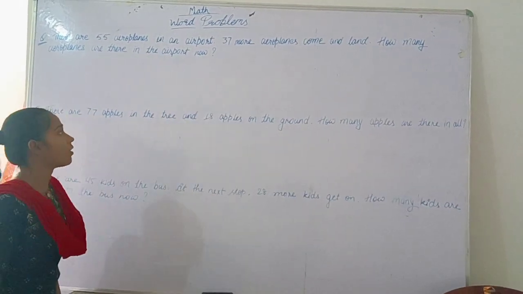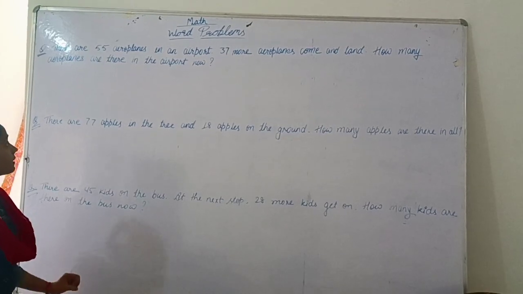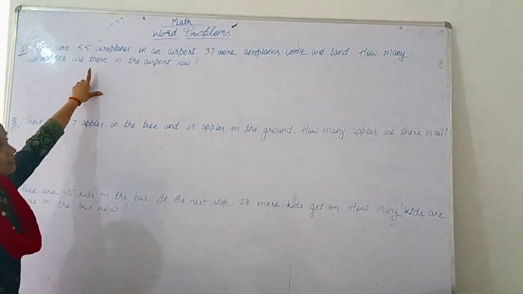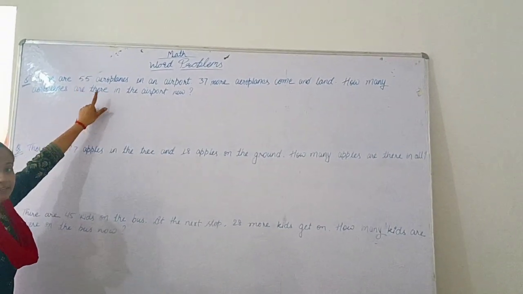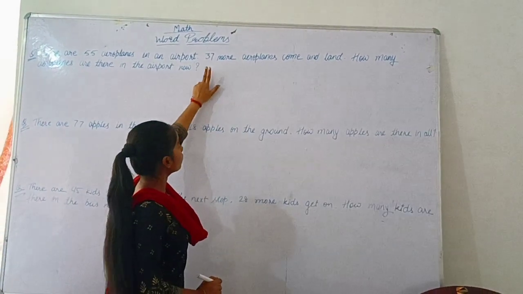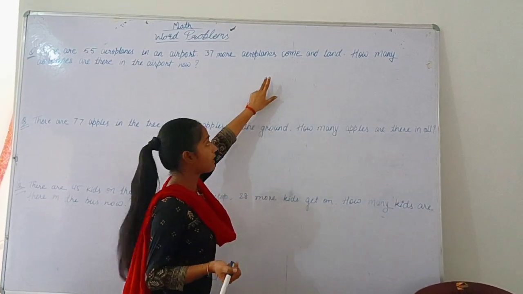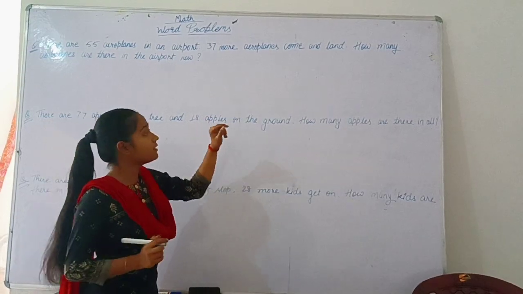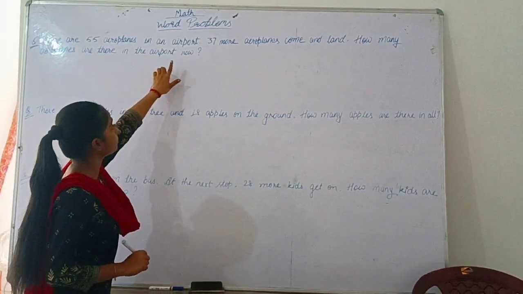Airport. Now, the question is that there is an airport and there are already 55 aeroplanes there. Now 37 more aeroplanes come and land. The question is asking how many aeroplanes are there in the airport now.